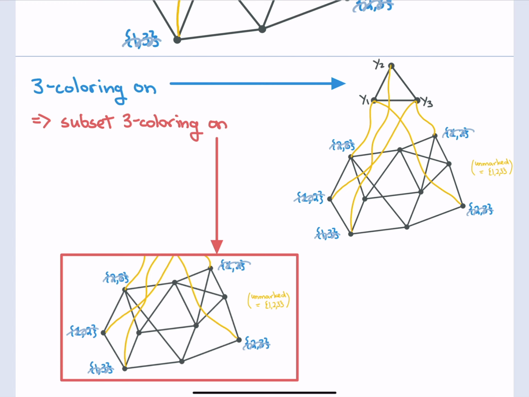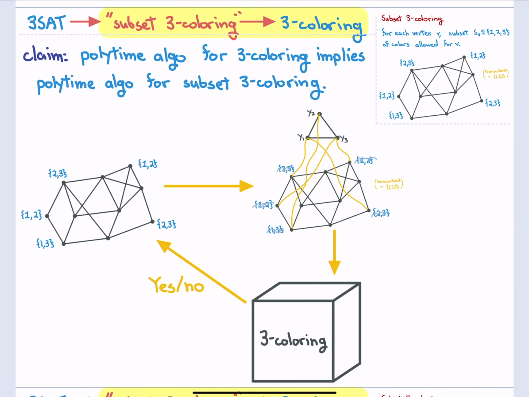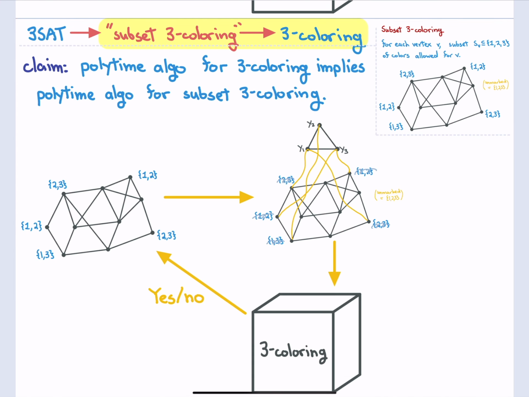Okay, so that is the first step of our overall argument, where this cute little trick of a color palette reduces subset 3-coloring to 3-coloring. Okay, excellent.